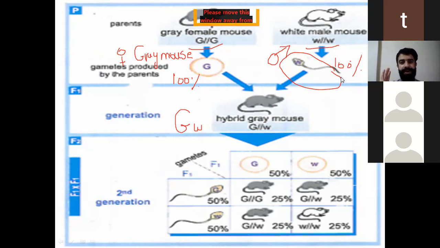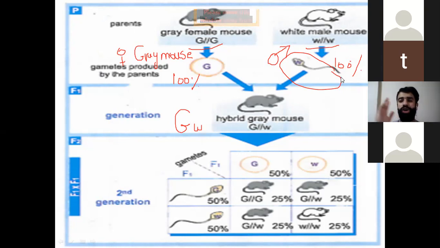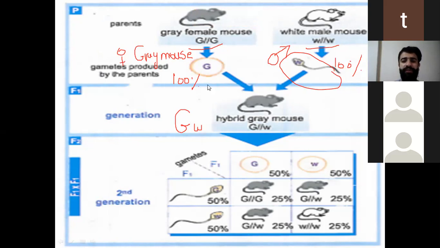Let's stop here. If I didn't give you the symbols, and in the exam I'm going to do so, I won't give you the symbols. I will give you a gray female mouse crossed with a white male mouse, and we get in the F1, the first generation, a hybrid gray mouse. I didn't give you the symbols, and you don't want to work on the symbols.